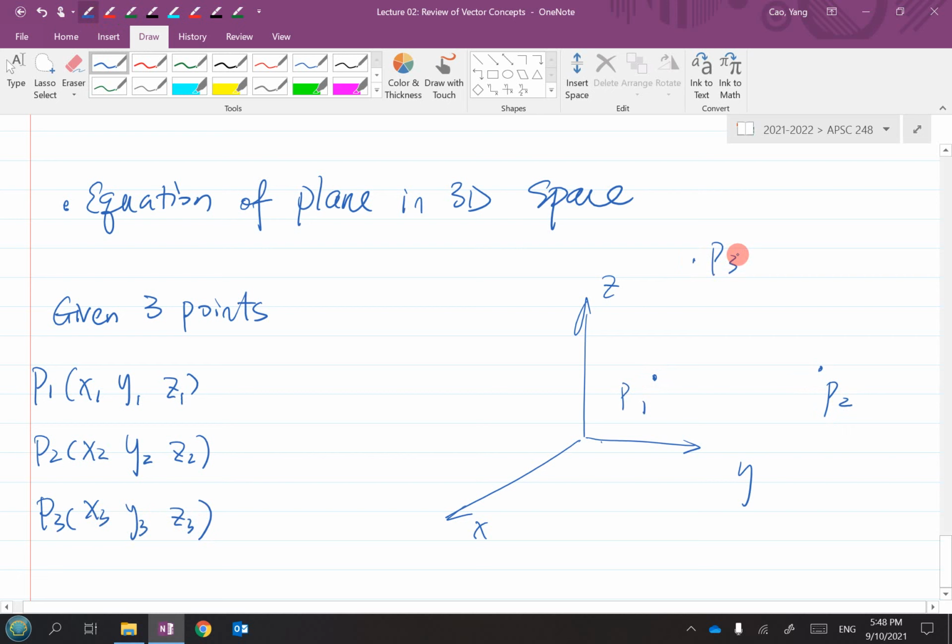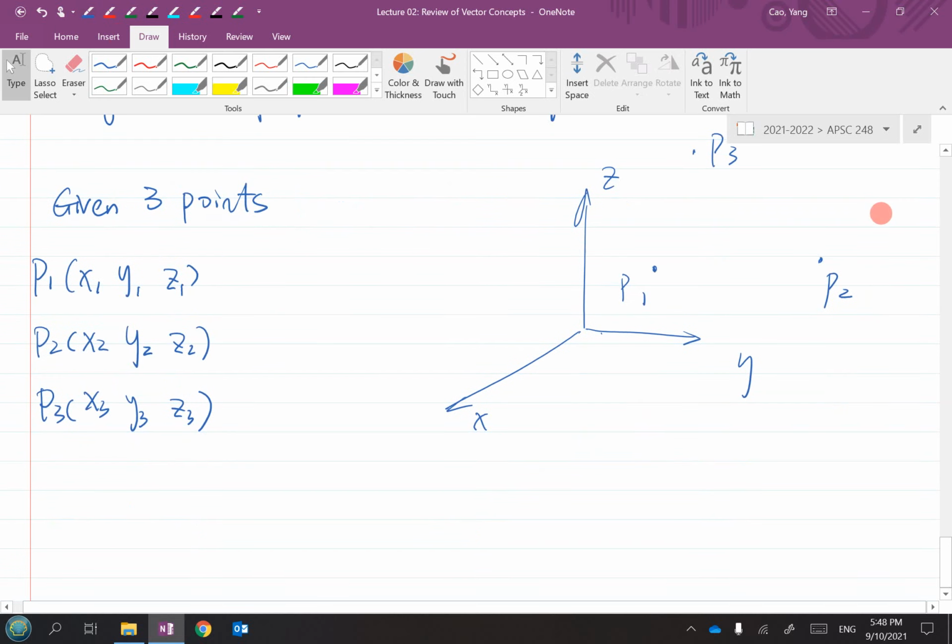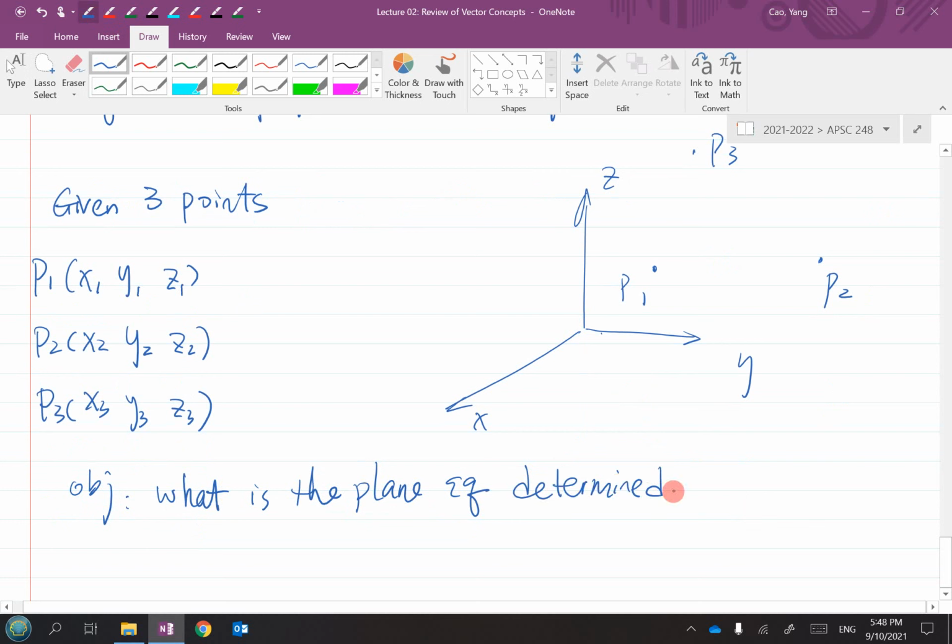Okay. So once we have the 3 points located in 3D space, I'll lay down the question now. So the question or the objective for this part is, what is the plane equation determined by the 3 points?